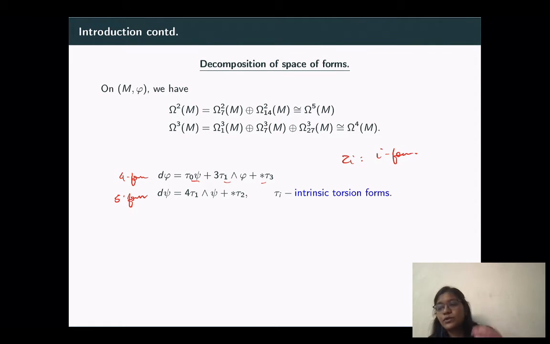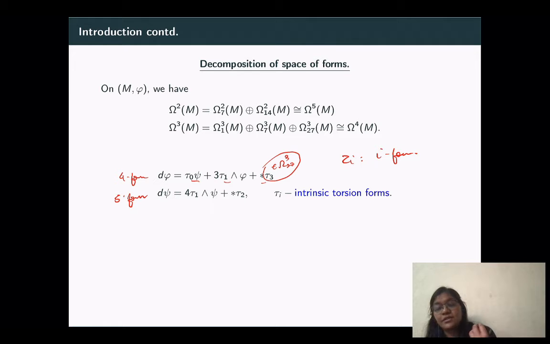So basically tau_0 is just a smooth function, tau_1 is a 1-form, and tau_3 is a 3-form, and this tau_3 is in Omega^3_27. So this is just the decomposition of a 4-form into these 3 components, which we can do for any 4-form. So we can do this for the 4-form d phi.